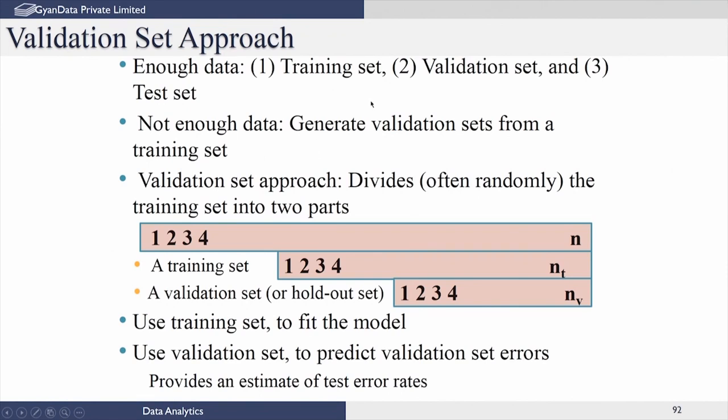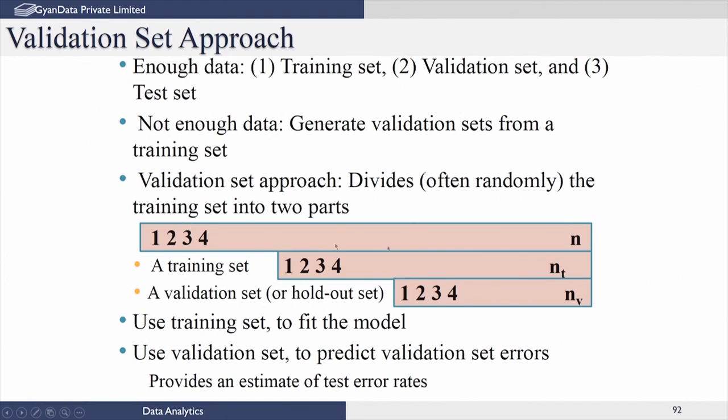Unfortunately, if you do not have a large number of samples, you would actually generate a validation set from the training set itself, and we will see how to do this using what is called k-fold cross validation and bootstrapping and so on. So, this is what we will do if you do not have enough data. We will first look at the case where you have a sufficient number of samples.